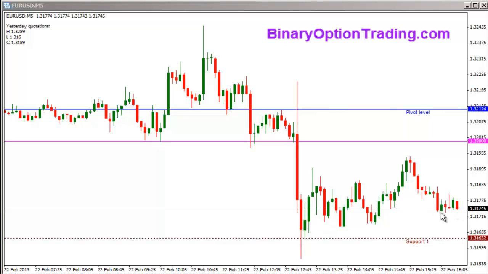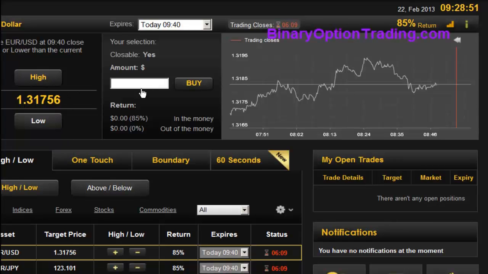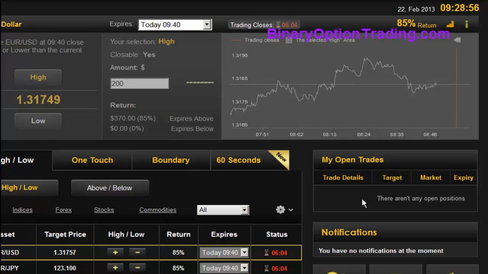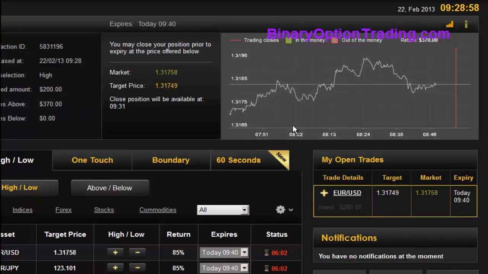I'm looking to take a call option if price gets down to this wick, and it's doing it right now, so I'm going to jump on this trade pretty quick here. Okay, so I'm in this trade right now. Let's go back to the chart.